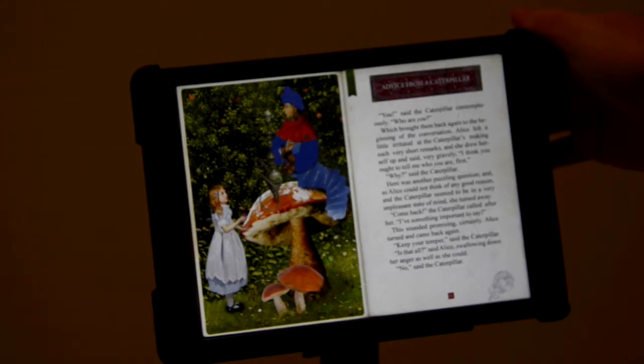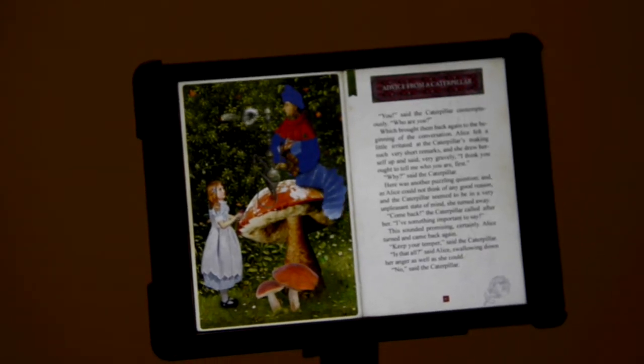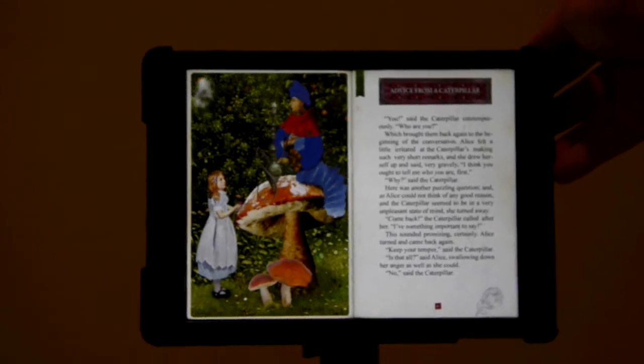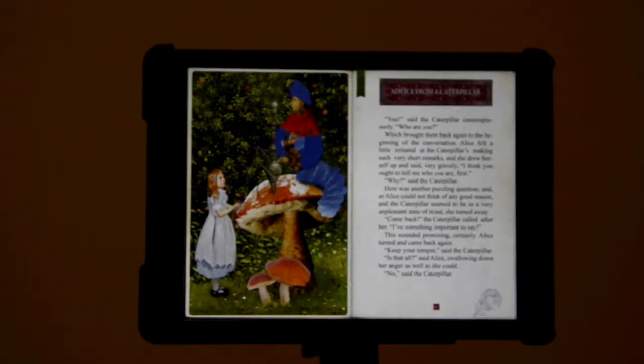"Who are you?" Beautiful, you need to take this asset from the iPad. Alice felt a little irritated at the caterpillar's making such very short remarks, and she drew herself up and said very gravely, "I think you ought to tell me who you are first." And it's a loop. "Why?" said the caterpillar. Here was another puzzling question, and as Alice could not think of any good reason, and the caterpillar seemed to be in a very unpleasant state of mind, she turned away.